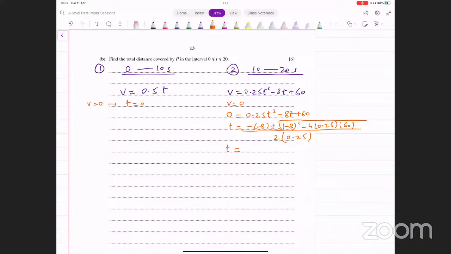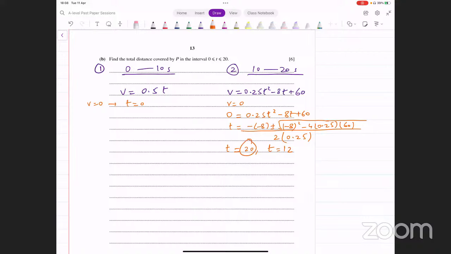अच्छा, let me do that. Can somebody confirm this as well in the chat box? I'm doing this on my own as well. So this turns out to be 0.25 minus 8, 60. Okay, I'm getting 20 from this, and 12. Okay, so there are two values that we get from this. T equals 20 and T equals 12.